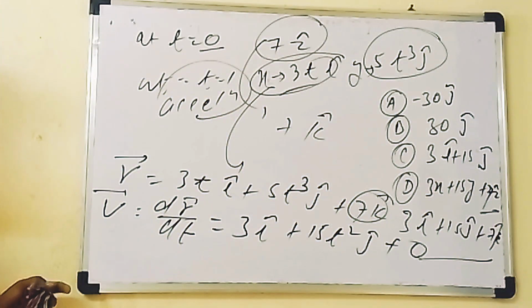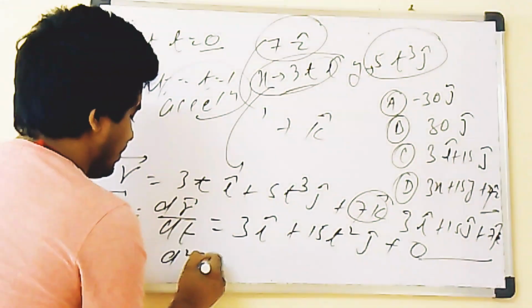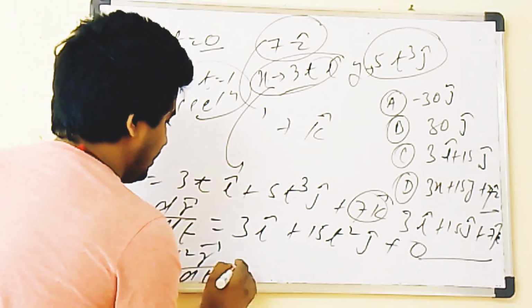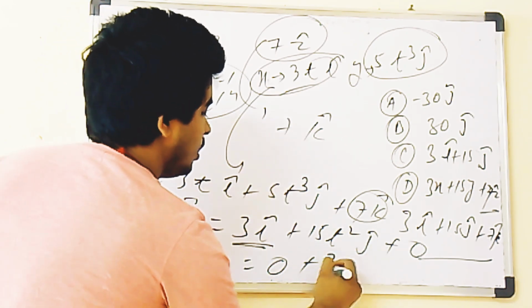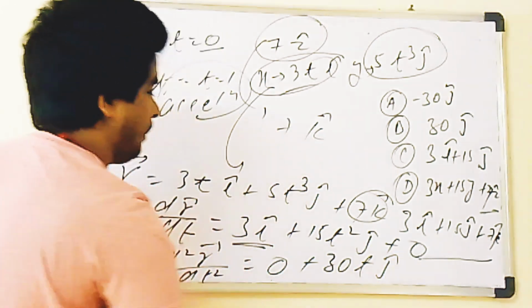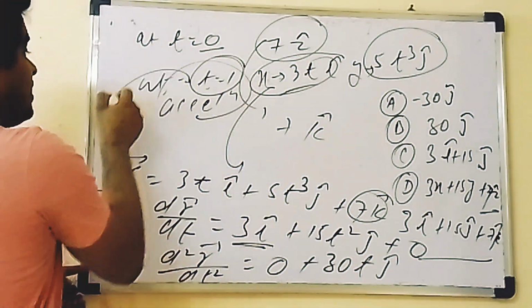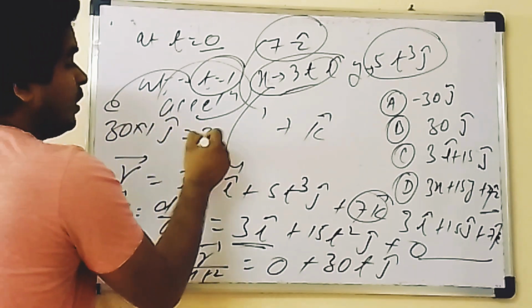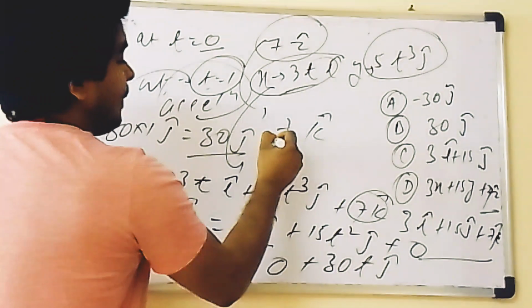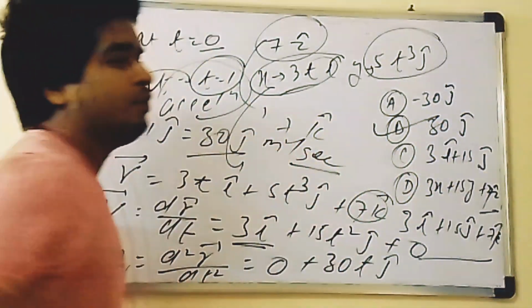Acceleration is the second derivative of r with respect to time. So 3 becomes 0, plus 15 into 2, 30t j cap. The question asks at t equals 1 second, so 30 into 1 j cap, which is 30 j cap meters per second squared. So the answer is B.